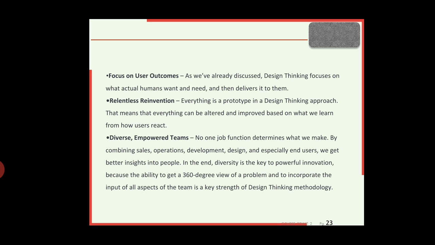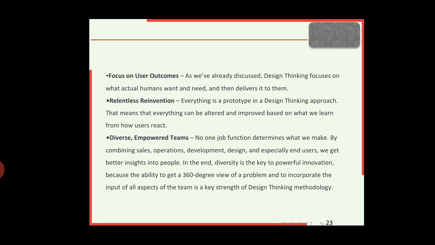Listen carefully. Everything is a prototype. In the sense, we want to create a particular solution. We have to think about some new idea for that particular product in a design thinking approach. That means everything can be altered and improved based on what we learn from the users' reactions.